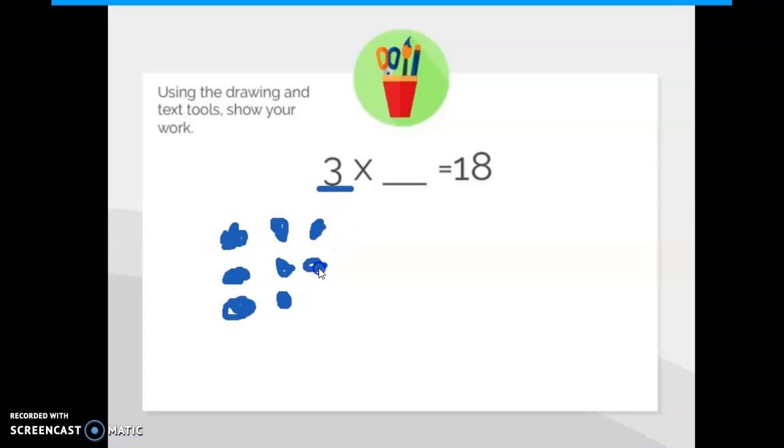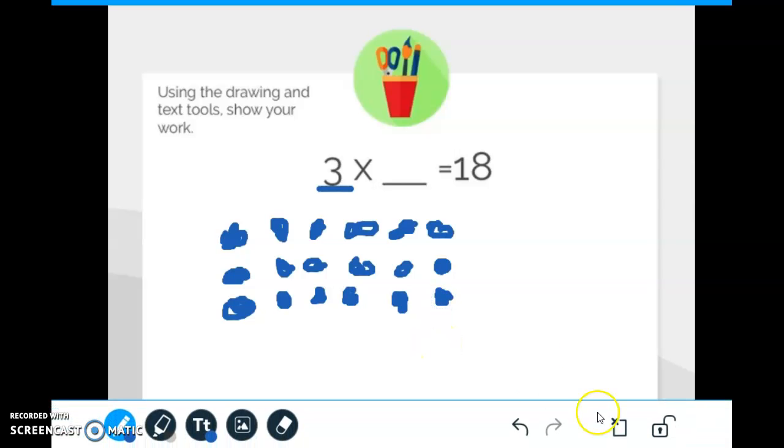7, 8, 9, 10, 11, 12, 13, 14, 15, 16, 17, 18, okay? And I'm going to stop there because I'm at 18. And one thing to remember when you're doing arrays, it's really important to try to keep them lined up, going across and up and down as best as possible.